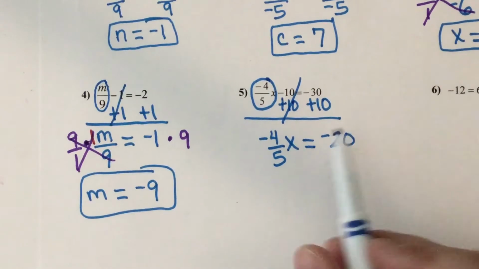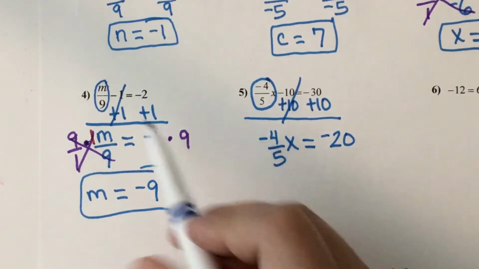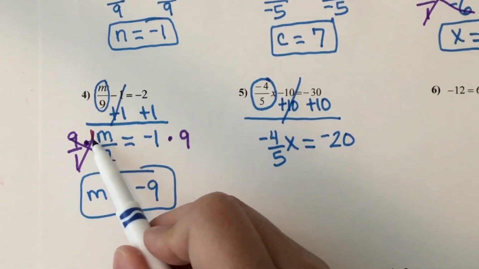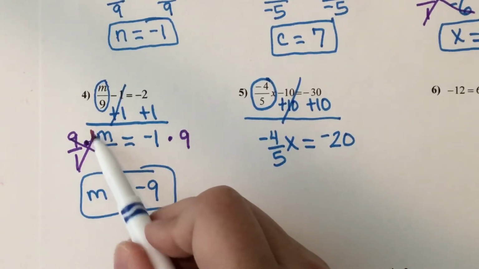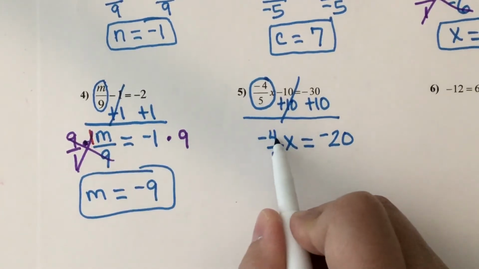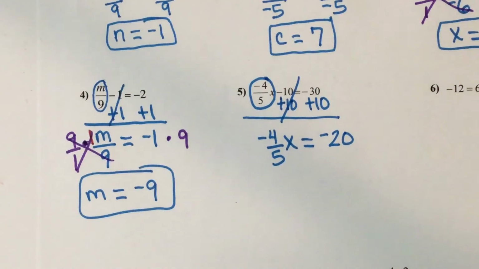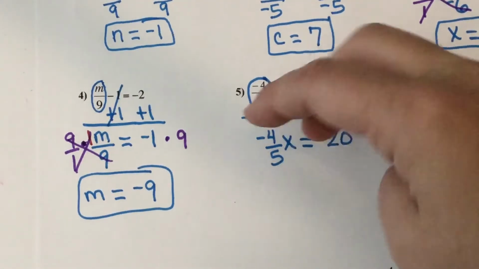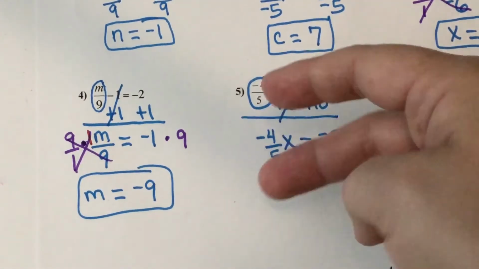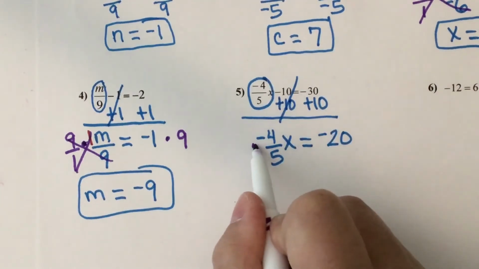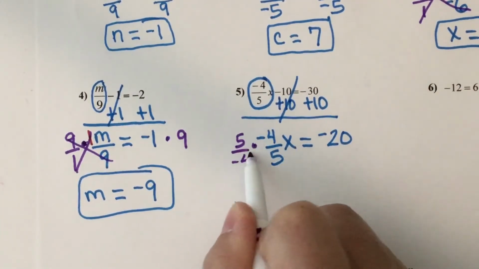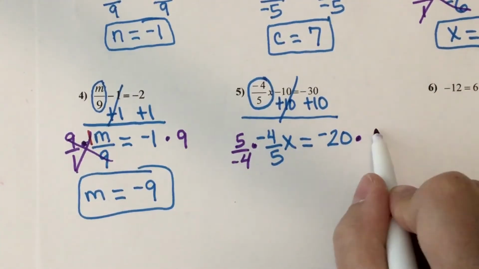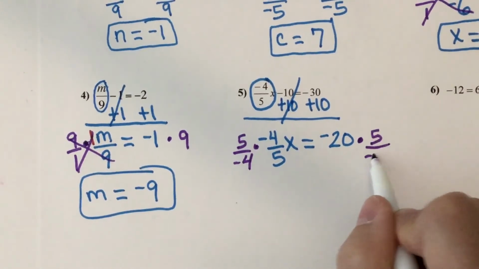Now this time, I can see the number in front of the x. Over here, I couldn't see the number in front of the m, so I just understood that that was a 1, but this time I can see the number. So I don't have to do anything there. I'm just ready right now to multiply by the reciprocal. So I flip this fraction over, and that makes 5 over negative 4. So then I'm going to multiply this side by 5 over negative 4.